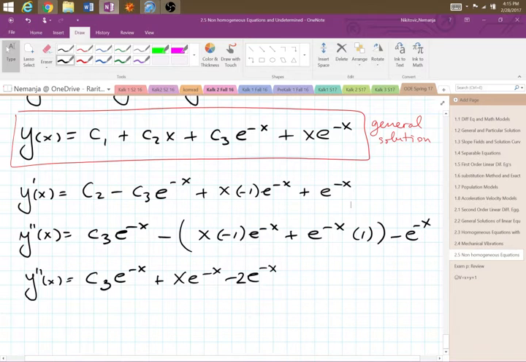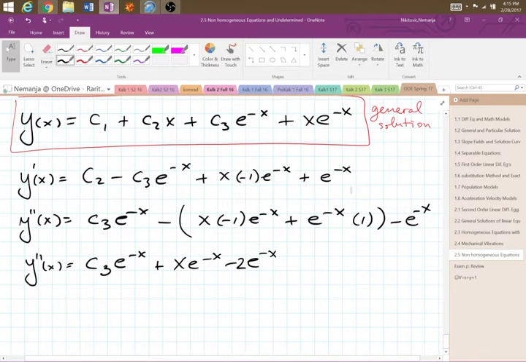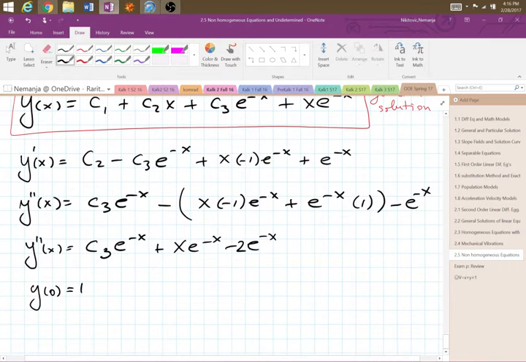So condition y of 0 is 1. We utilize the general equation that is boxed. So all x's are zeros, and it's equal to 1. So 1 is equal to C1 dies, no, C1 remains, C2 dies because x is 0, C3 remains, and the last term dies because x is 0. So that's the first one.